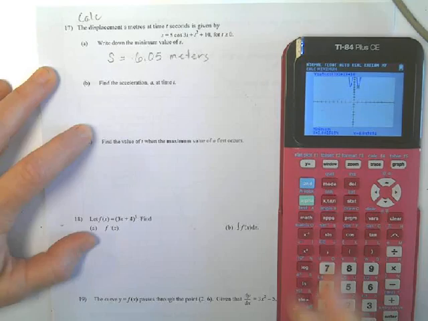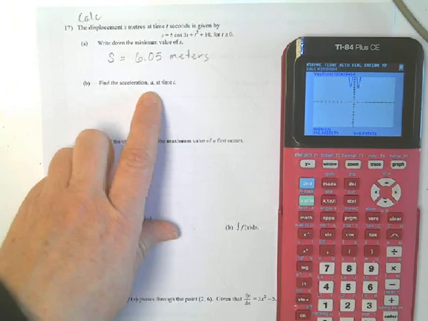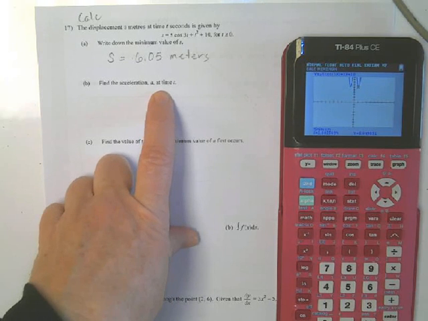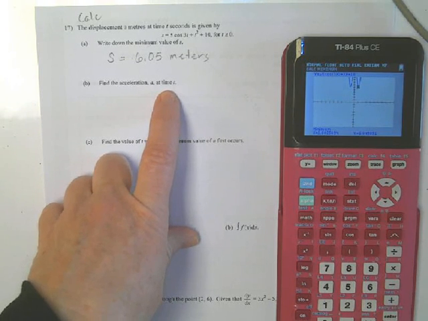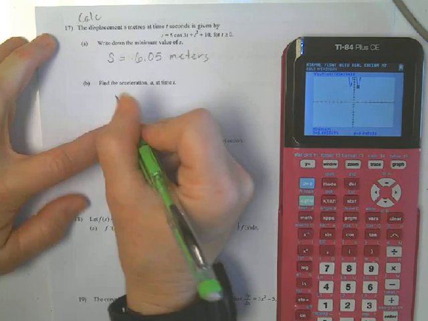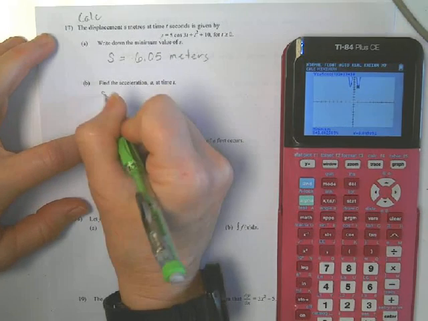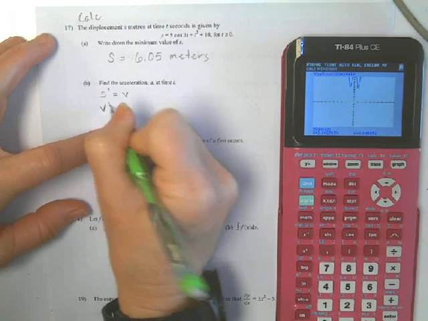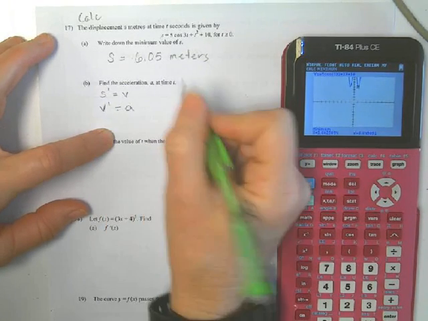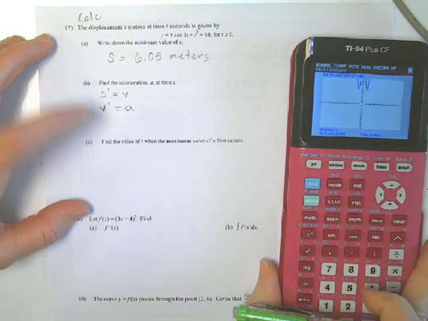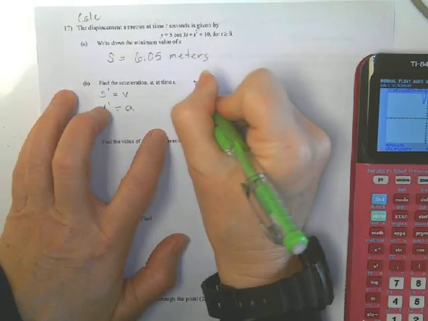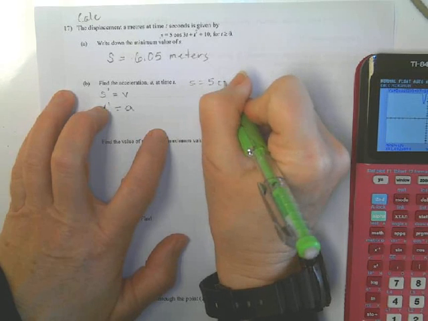Okay, find the acceleration at time t. So to find the acceleration, I need to find the second derivative. Okay, so velocity is the derivative of s. So the derivative of s is velocity, and then the derivative of velocity is acceleration. So first I'm going to have to take the derivative here of s. So I'm going to write down my s first, take that derivative.